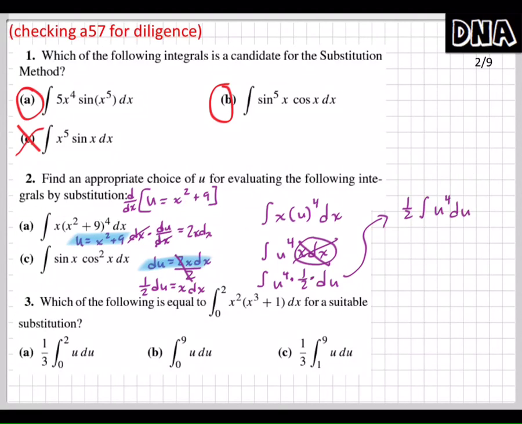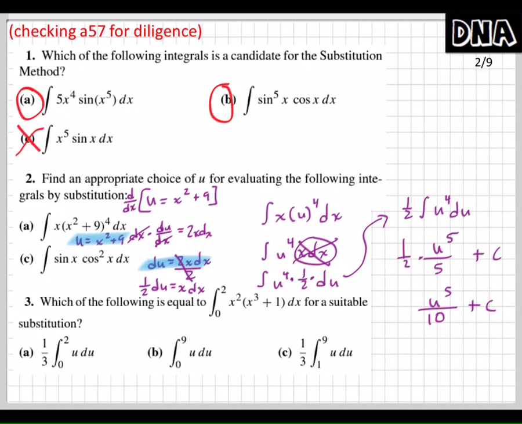Okay, so add 1 to the 4. So you get u to the 5th. And then you have to divide by 5. And then you would do plus c. Don't forget to multiply this by 1/2. Now, I don't like having the 5 on the bottom usually. I normally would write 1/5. But in this case, I suppose it works. We have u to the 5th over 10 plus c.